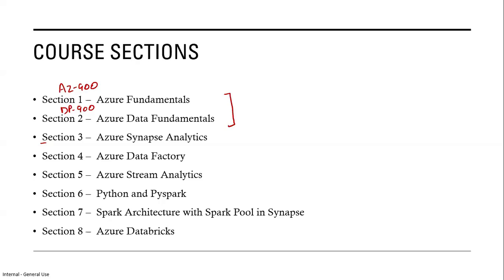Question: what would be the cost for this AZ 900 and DP 900? These are offered by Microsoft itself. The cost for each exam is almost $100. This is something that you'll be registering for on the Microsoft website itself.